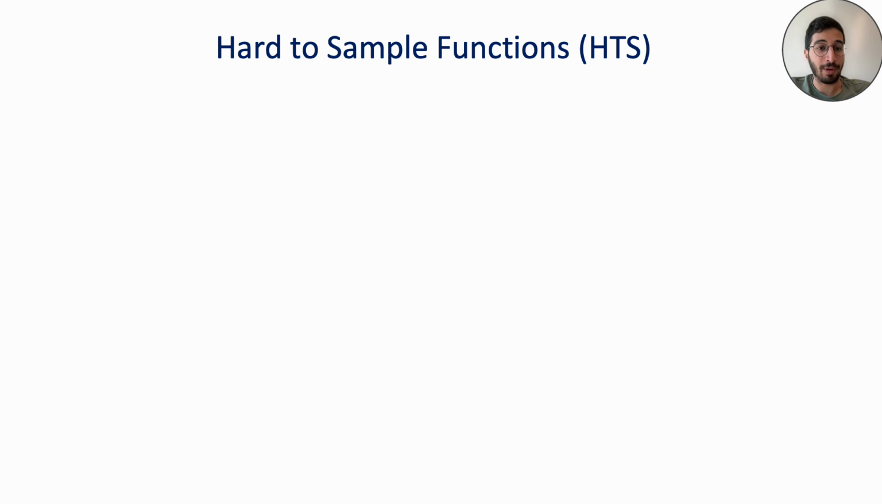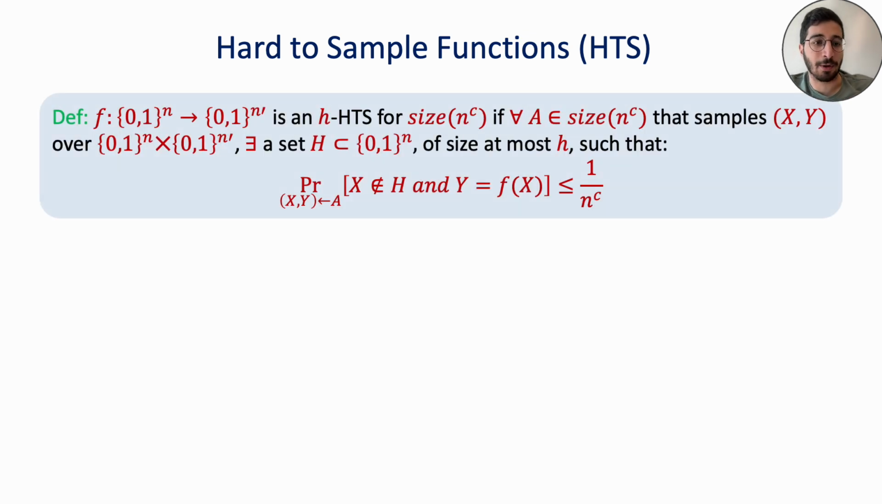And this is the definition we propose, and we think it's going to be of independent interest. The definition says the following. A function f from n bits to n prime bits is HHJS for size n^c circuits if for every adversary A of size n^c that samples pairs of x and y, so the adversary takes randomness and samples a random variable of x and y, there exists a set H, and this set is only dependent on the adversary A, and this set is of size H, such that the probability that x is not in H and that y is equal to f of x is small.